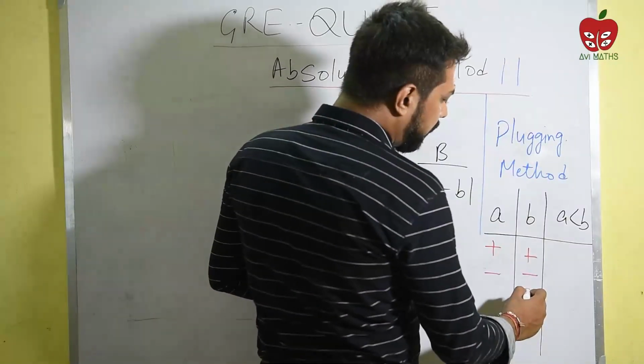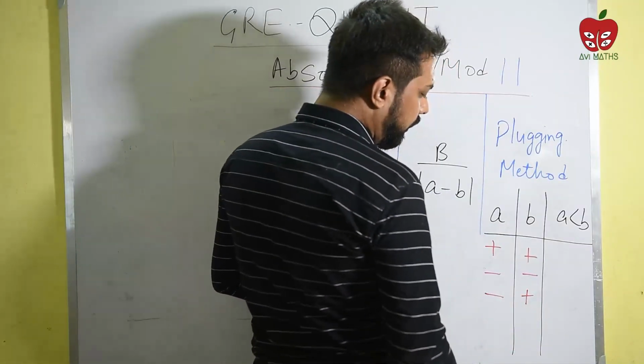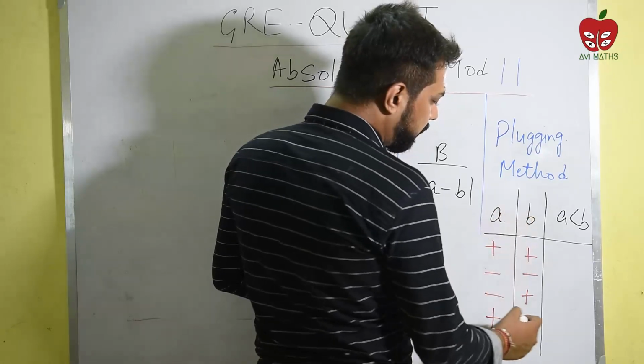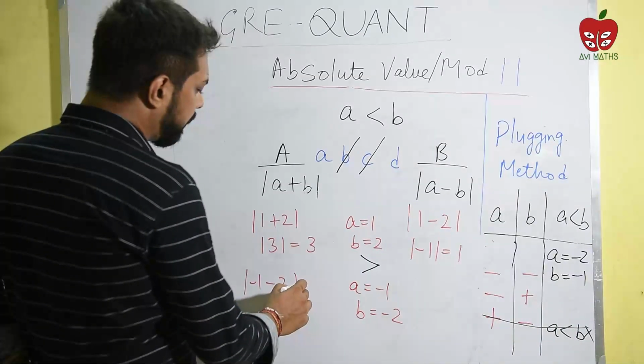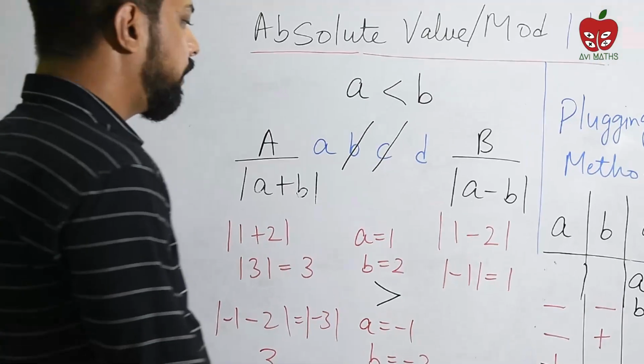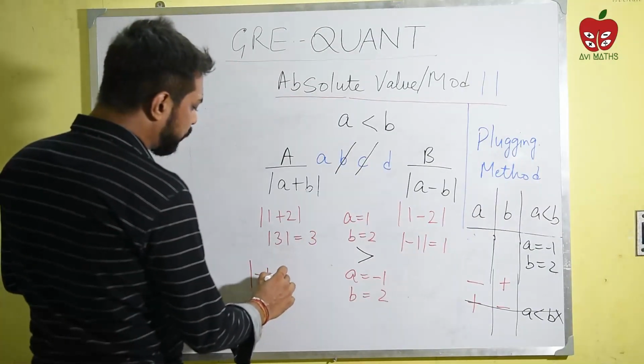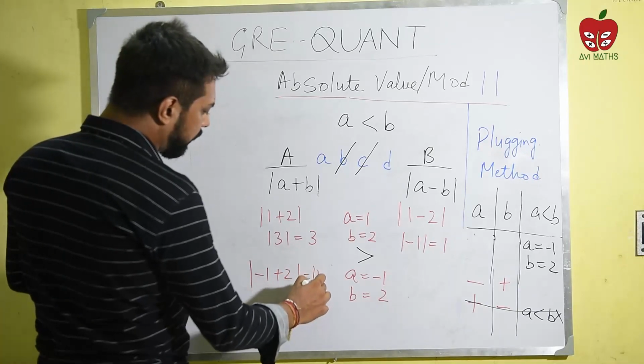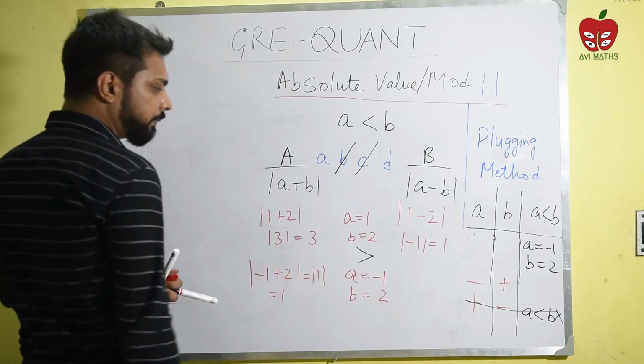Third possible case is what? A is positive, B is negative, and the fourth possible case is what? A is positive and B is negative. So minus 1 and minus 2 is minus 3, mod of minus 3 is 3, right? A is how much? Minus 1, B is 2. So minus 1 plus 2 is how much? Mod 1, and mod 1 is nothing but 1.